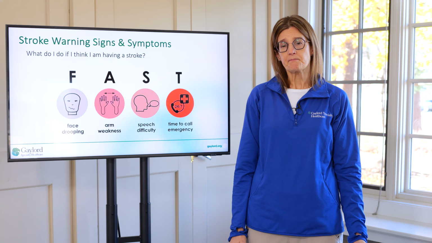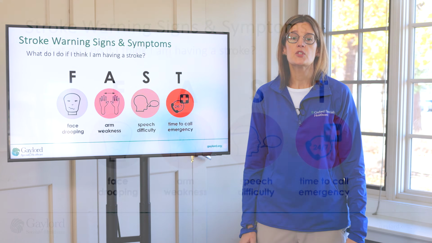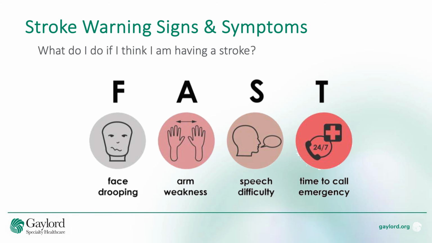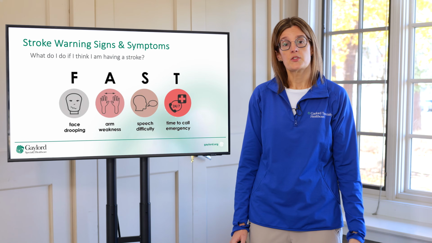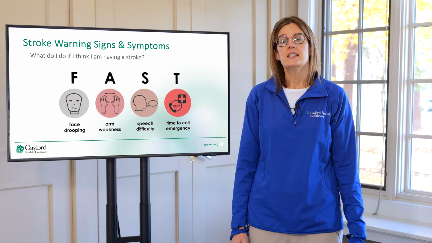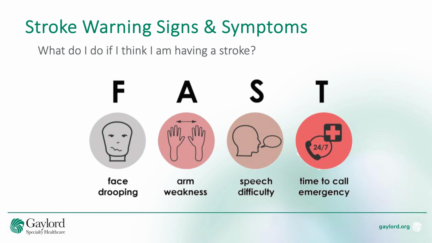The S in FAST stands for speech difficulty. So we might ask that individual to repeat a simple sentence like the sky is blue. If the words either don't come out or sound garbled or slurred, we'd say that's the third sign or symptom. The T in FAST stands for time to call 911 ultimately. That is the idea that time is brain, and so at first recognition of symptoms is the best time to call for help.